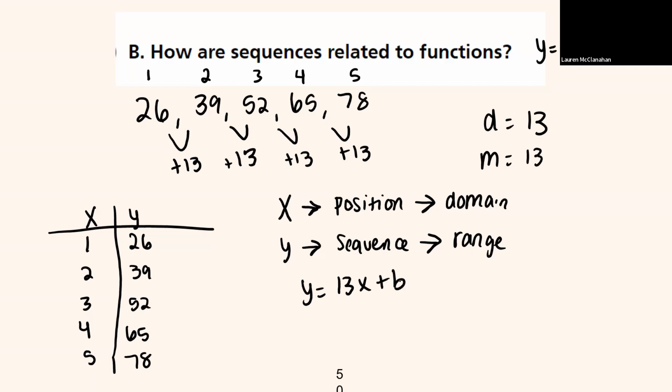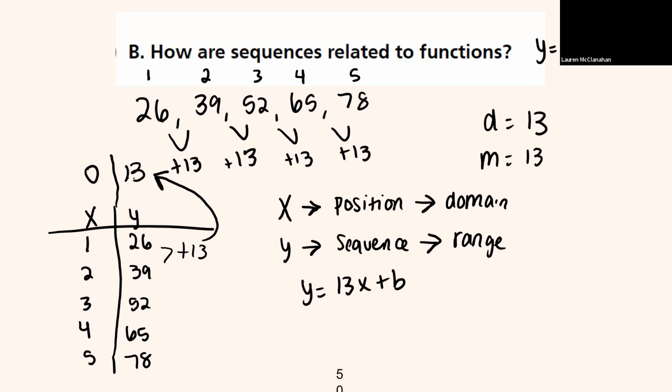Now, do you guys remember from last topic, you can take an ordered pair from your table and plug that in for X and Y and solve for your Y-intercept, okay? Or you can work backwards. Remember, your Y-intercept is always your starting value. So if we've been adding 13 every time, and I need my Y-intercept, which is when X is 0, how would I get back up here for this Y value? Subtract 13. 26 minus 13 is 13.